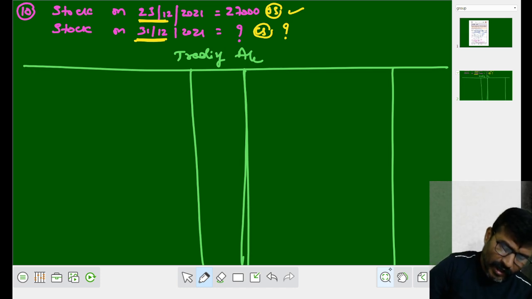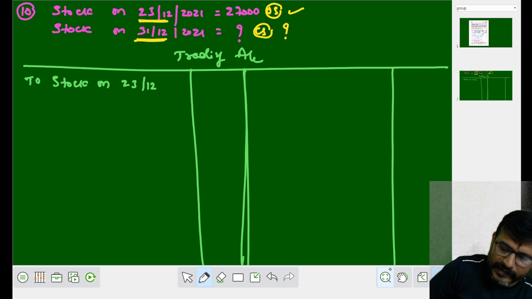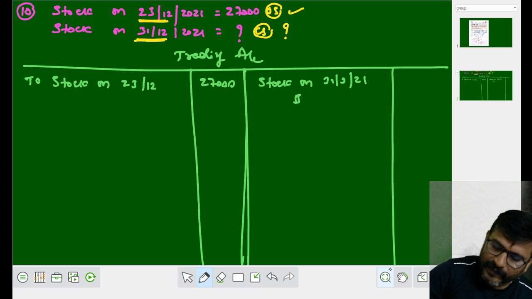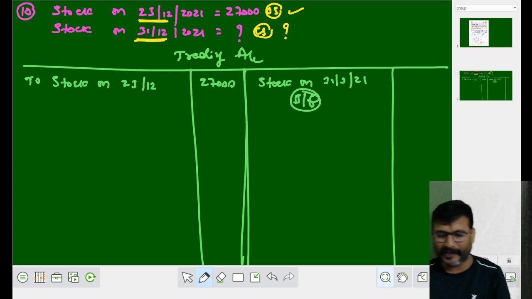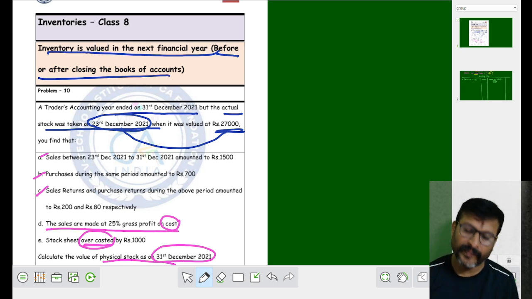See, stock on 23rd December is what stock? Opening stock. To stock on 23rd December. It is how much? 27,000. What is asked? Stock on 31st March 2021 is to be calculated as a balancing figure. Okay, I wrote balancing figure. Shall we move on to solution, my dear student?